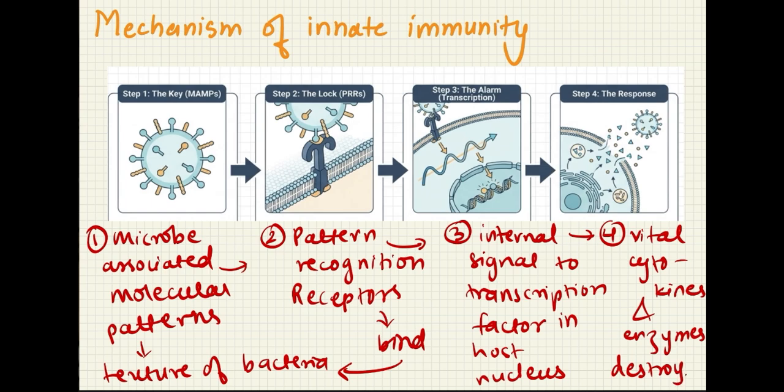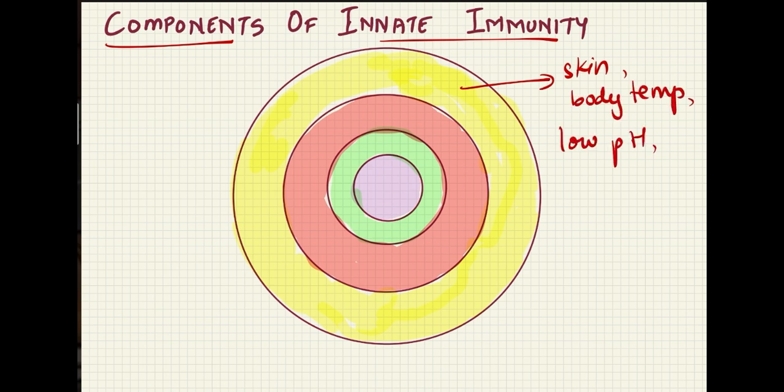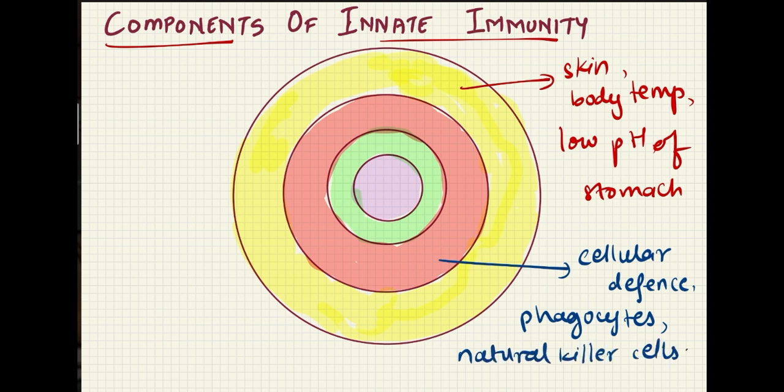Surrounding that alarm sequence are 7 distinct mediators, which form concentric layers of defense. The outermost ring houses our anatomical and physiological barriers, things like our skin, our body temperature, and the low pH acidity of our stomachs. Moving inward, we encounter these cellular defenders, phagocytes and natural killer cells that physically engulf or destroy infected cells. Finally, in the core ring, chemical mediators like cytokines initiate inflammation, and acute phase reactants rapidly increase to further protect the host environment.